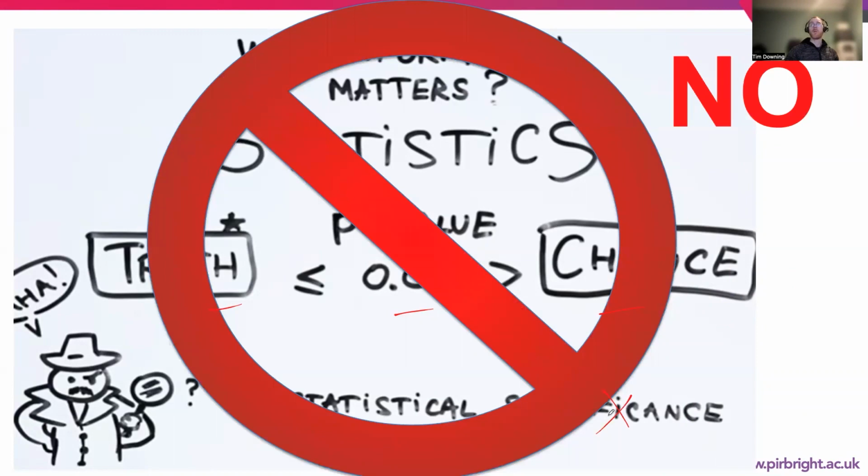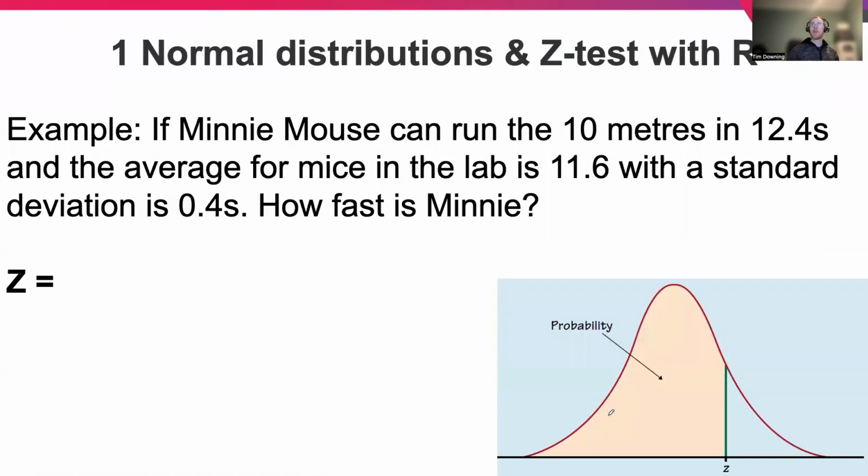But let's go through a few examples of this. So if we have, in your lab, Minnie the mouse, and the mouse can run 10 meters in 12.4 seconds, and the average time for mice in the lab is 11.6, with a standard deviation of 0.4 seconds. You can ask, how fast is Minnie? So Minnie's actually over here on this distribution. The mouse is going to be over here at maybe 12.4 seconds. And our mean is going to be 11.6 here.